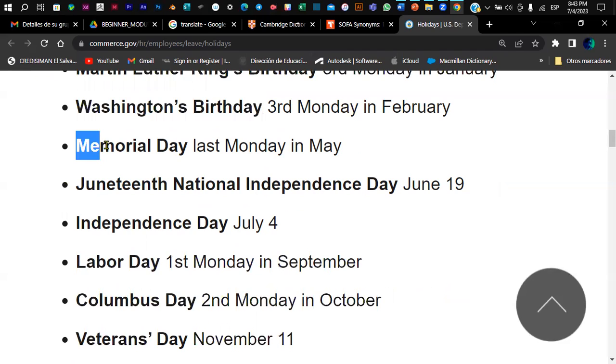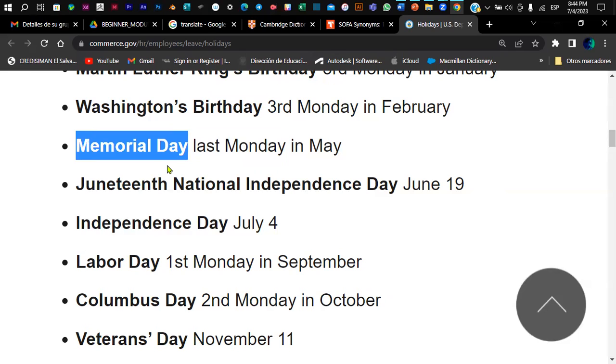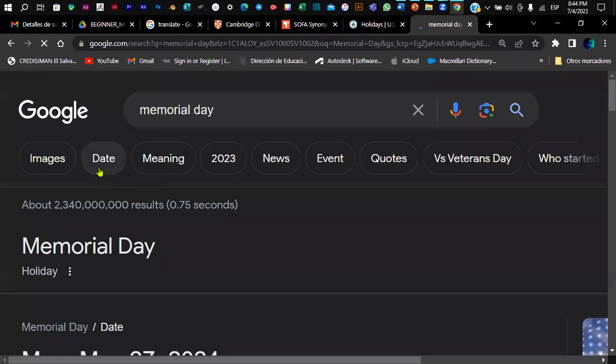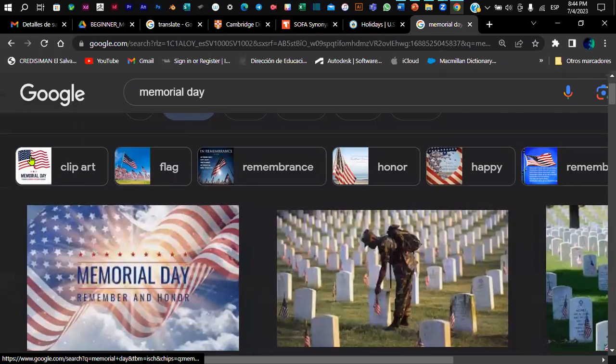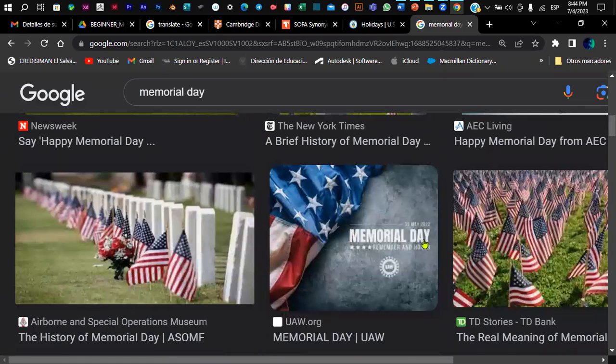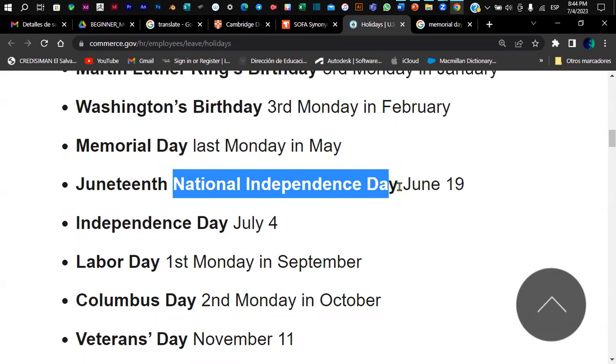This one is very important as well. Memorial Day, last Monday in May. What is Memorial Day? Yes, correct. Let's see a picture in the U.S. See? You have some pictures about that important date. Okay, this one, Juneteenth.